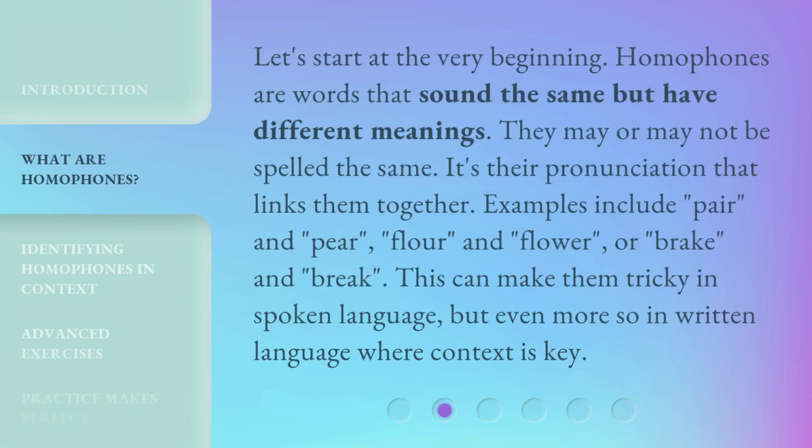Let's start at the very beginning. Homophones are words that sound the same but have different meanings. They may or may not be spelled the same. It's their pronunciation that links them together. Examples include pear and pear, flower and flower, or break and break. This can make them tricky in spoken language, but even more so in written language where context is key.